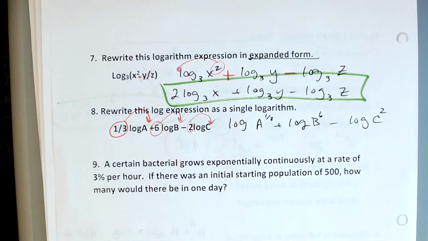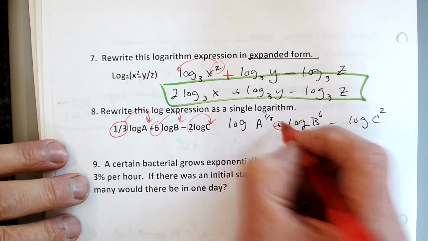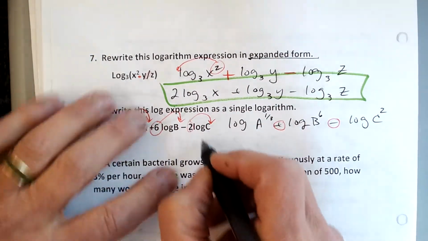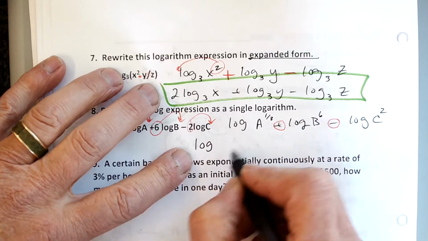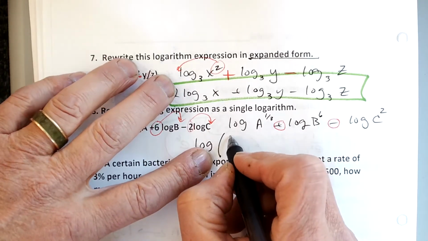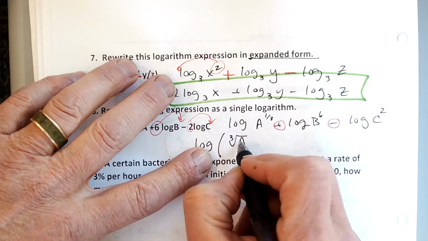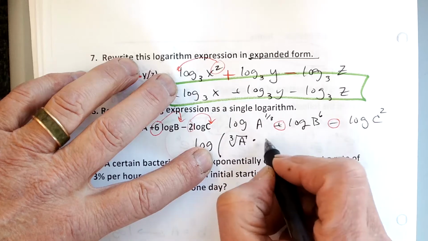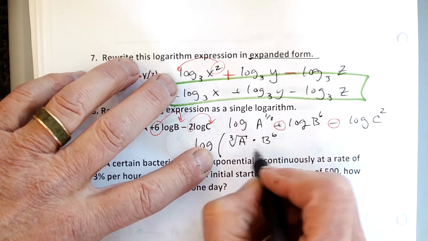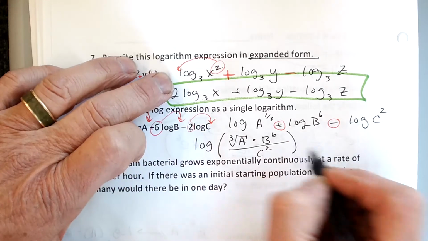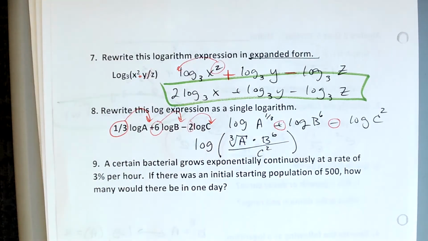Now, if it says plus, I'm going to multiply. If it says subtract, I'm going to divide. Single log, we're going to go log of a to the 1/3 power, which is really the same thing as the cube root of a, times, I don't need the times sign, but there it is, b to the 6th, and then divided by c squared. There it is. Okay, wrote as a single log.